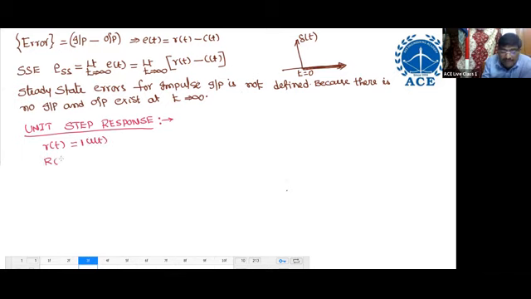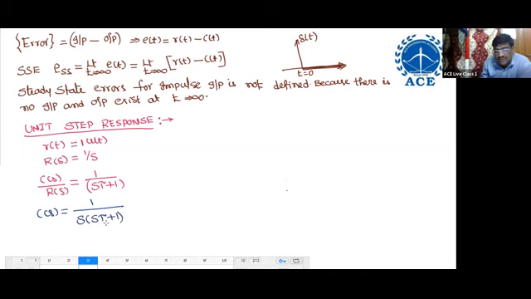R of s equal to 1 by s. C of s by R of s equal to what? 1 by s tau plus 1. Now substitute R of s. If you substitute R of s and take it to the other side, it becomes 1 by s into s tau plus 1. Now find partial fractions. C of s equal to, find the partial fractions.